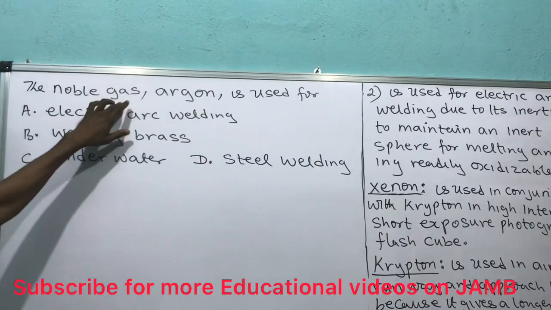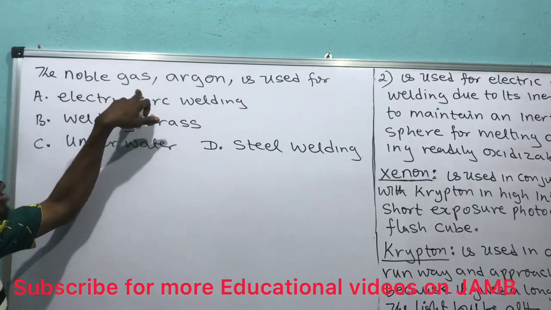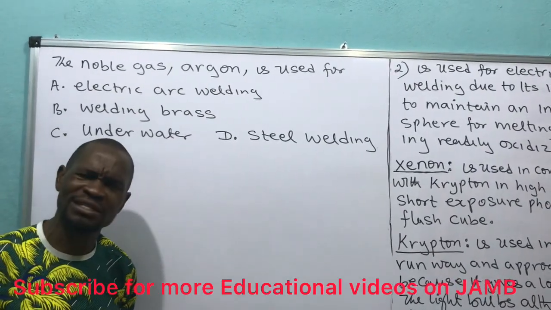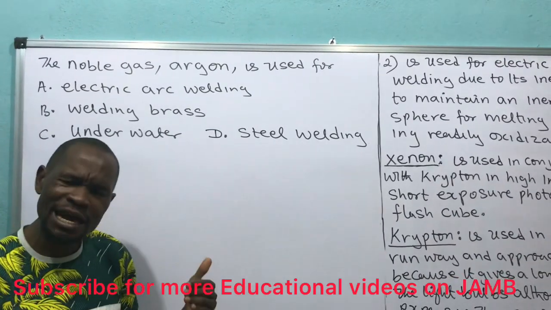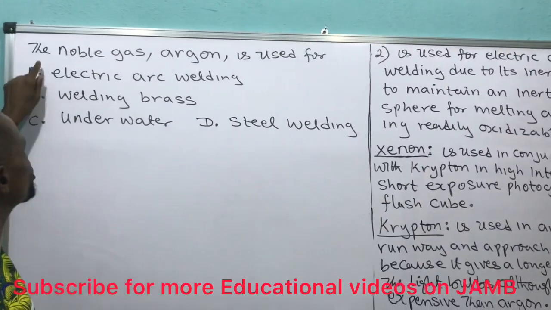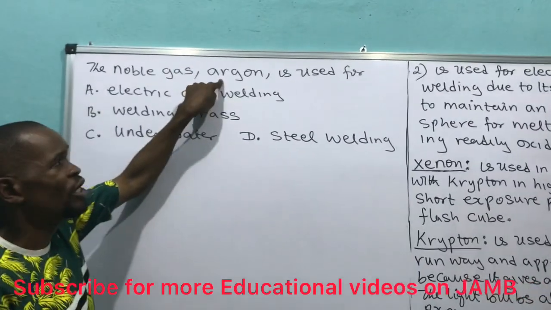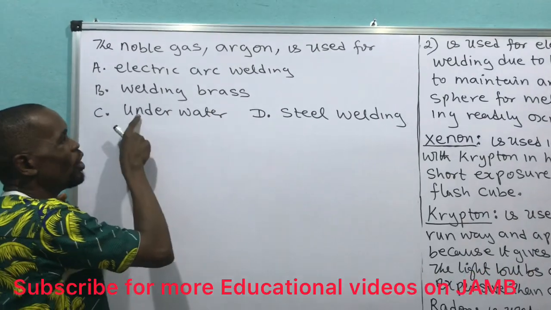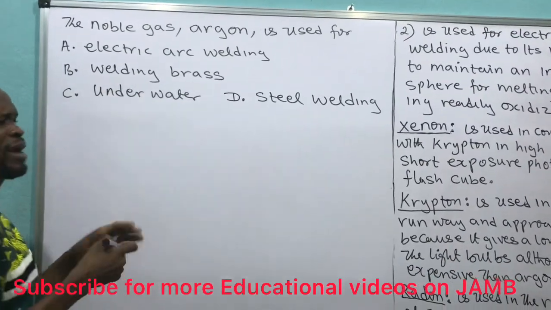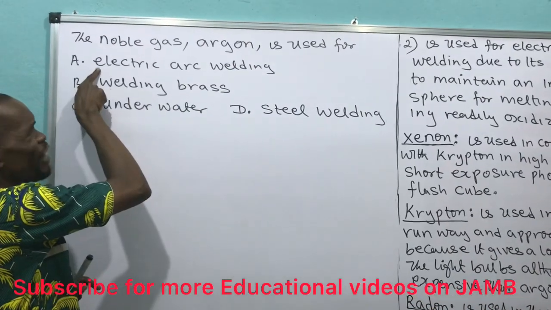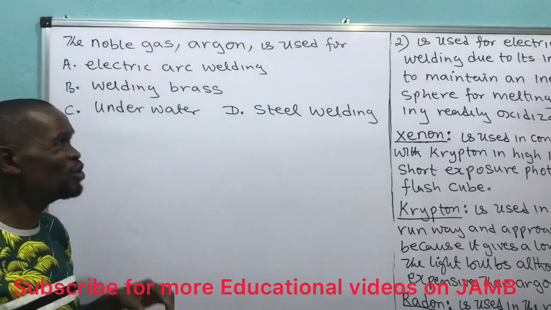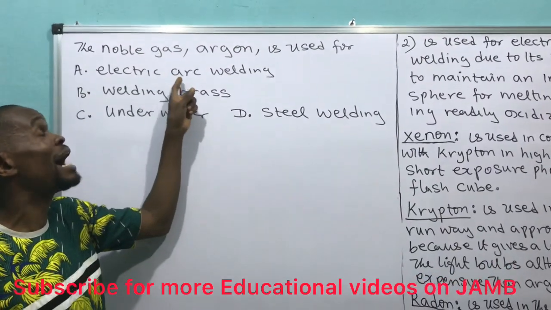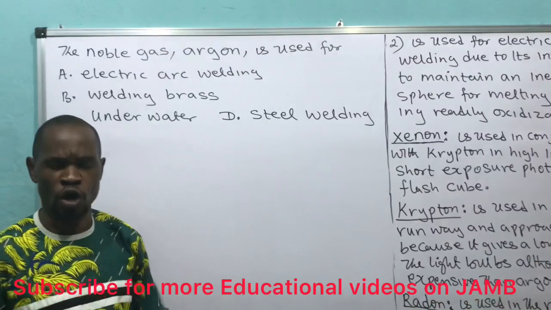Our question said the noble gas. They mention noble gas in this question, but they single out argon. Have you seen the reason why we go into naming their uses and their characteristics and their properties and chemicals? That's the reason why we're going to learn their characteristics, uses, and properties. You see that they mention the noble gas, but they single out argon, used for electric arc welding, brass, underwater, steel welding. You now see from what we have learned that argon is used for electric arc welding. You remember that it's not only argon used for electric arc welding, helium as well is used in that process.